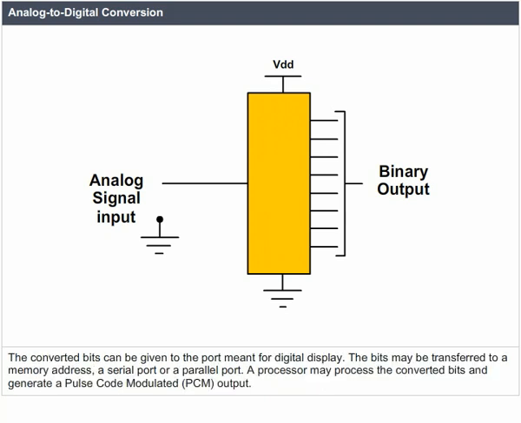The converted bits can be given to the port meant for digital display. The bits may be transferred to a memory address, a serial port, or a parallel port. A processor may process the converted bits and generate a pulse code modulated output, PCM.